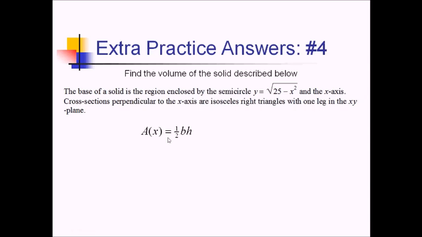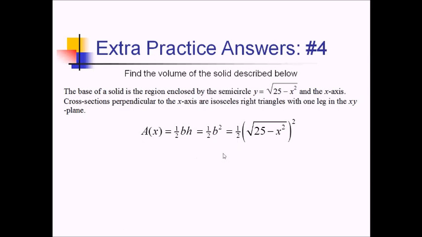But since these triangles are isosceles, and we have one leg in the xy plane, the other leg must be sticking straight up and forming our height. So this is really just 1/2 base times base, so 1/2 base squared. Now the base is just going to be the distance between the semicircle and the x-axis, which is just this semicircle formula. It says y equals, so we have the height of the semicircle right here. So that's going to just be 1/2 times all this stuff squared.